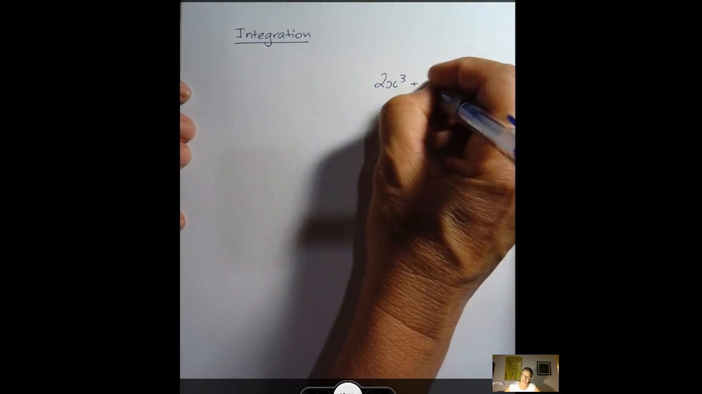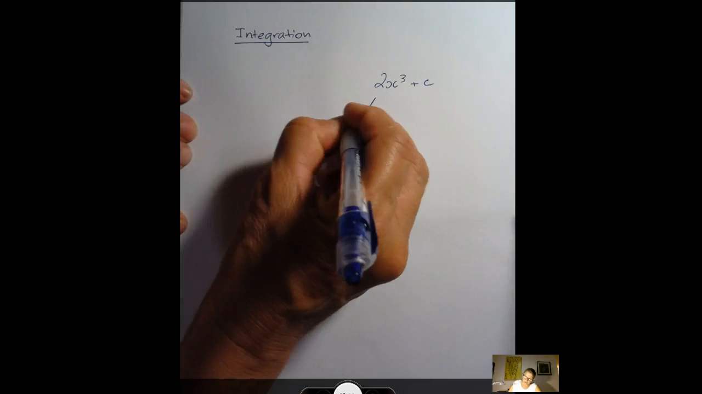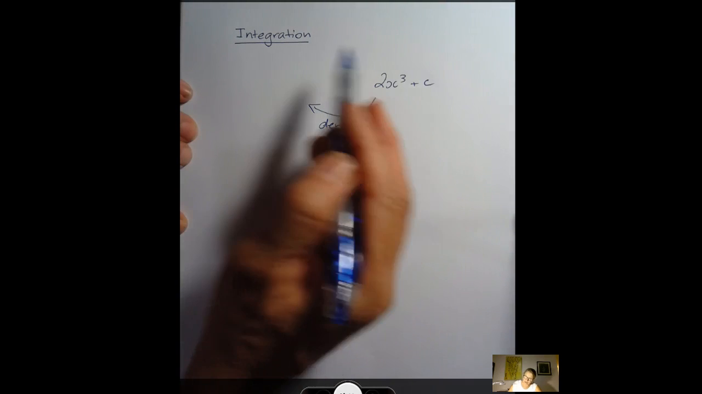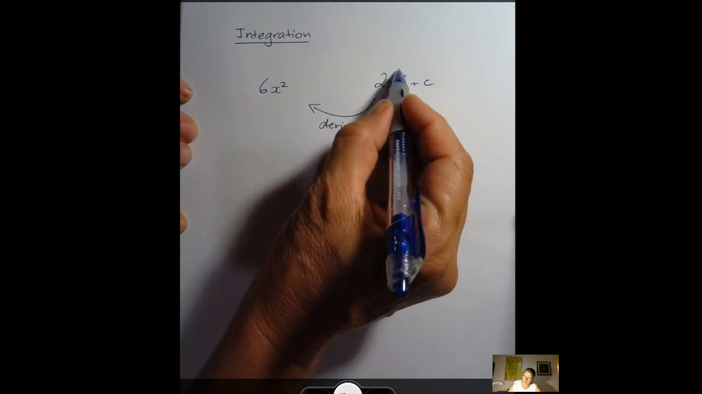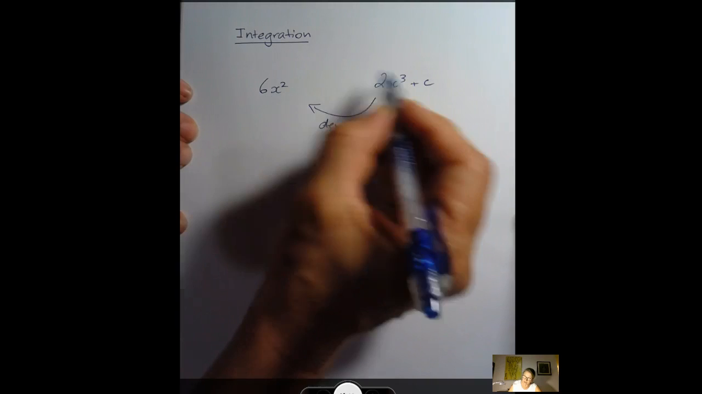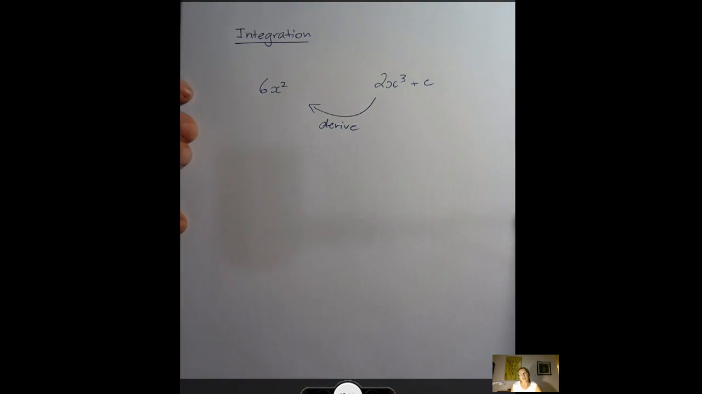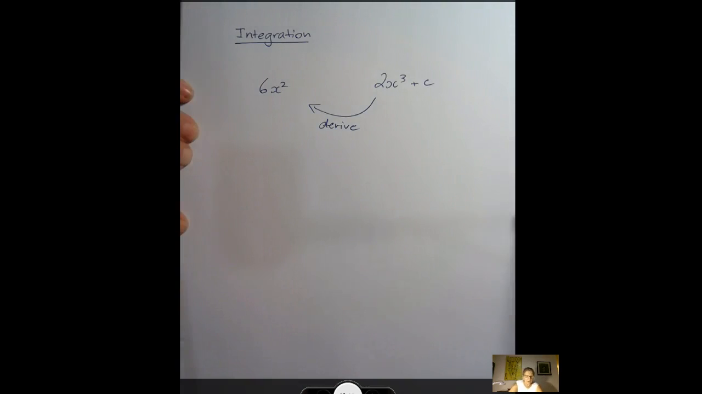So let's just say that we've got 2x cubed plus c, and we wanted to find the derivative of that. 2x cubed becomes, the derivative of that is going to be 6x squared, 3 times 2, and x to the power of 3 minus 1. And c is just a constant, so it's just there to represent any number, and so the derivative of that is just going to be 0.